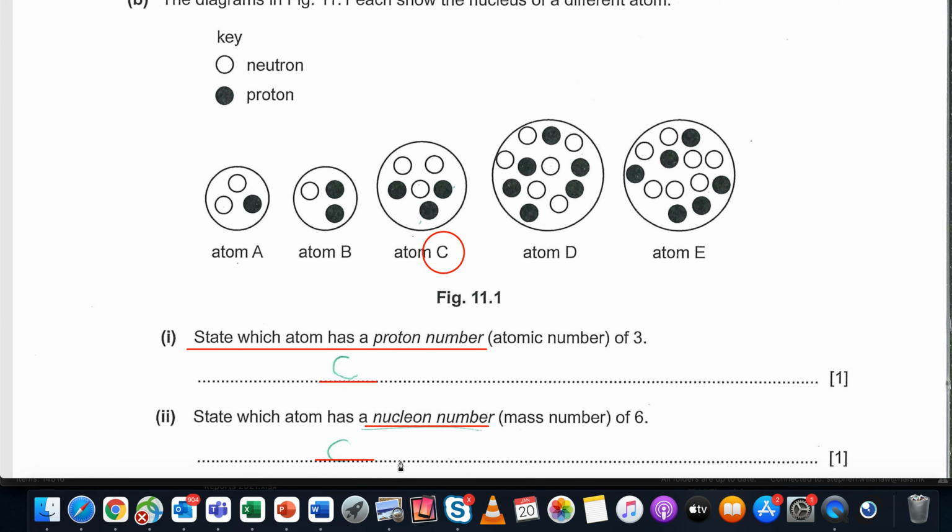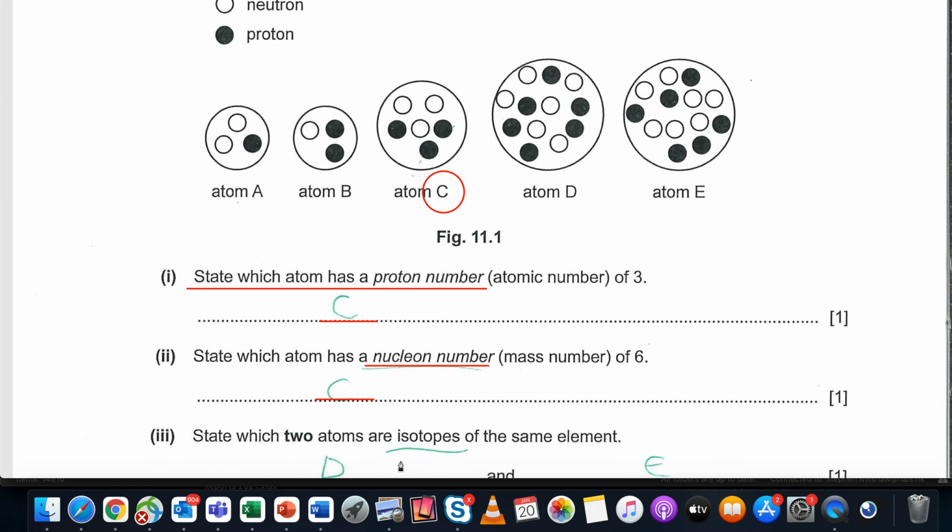Now, I reckon some students have trouble with this because they think, well, it couldn't possibly be C twice. Well, clever CIE, they've done this to us. A little trick question there. Both answers are C. The following one then says which ones are isotopes.